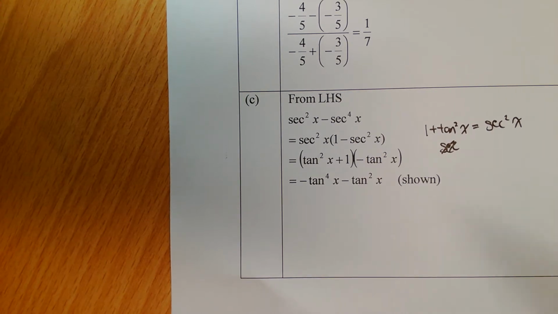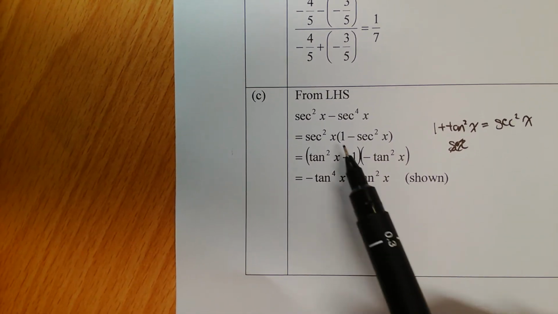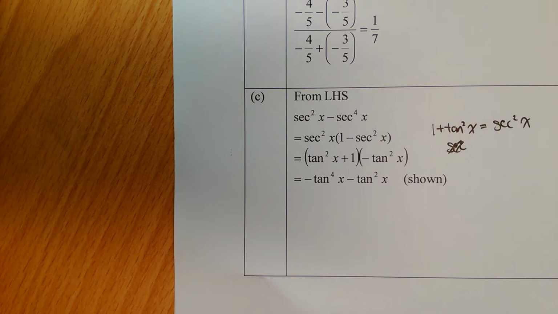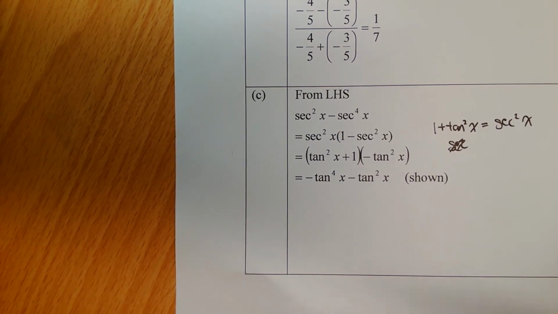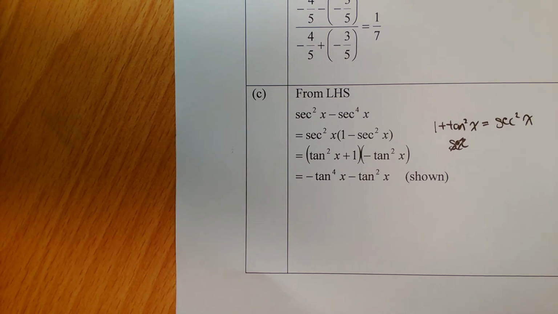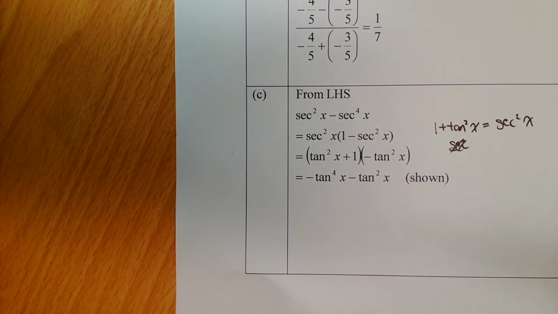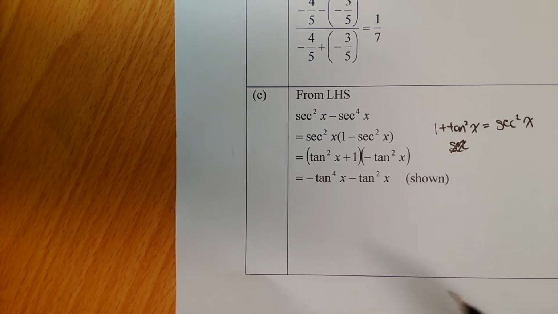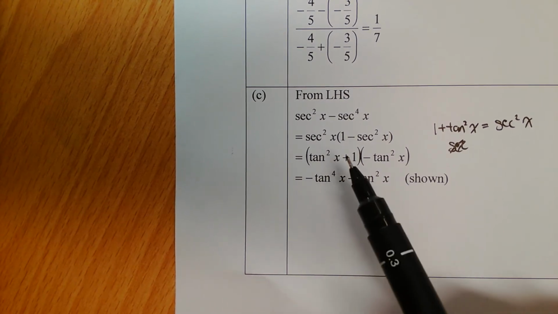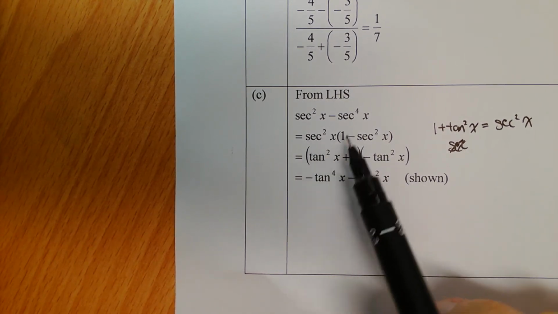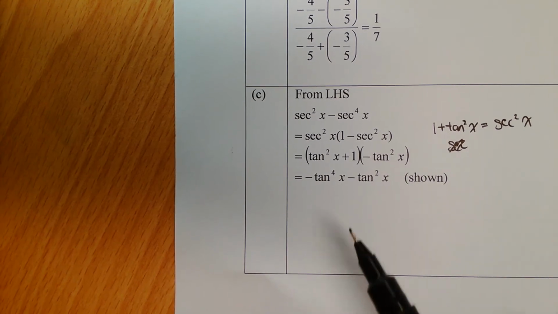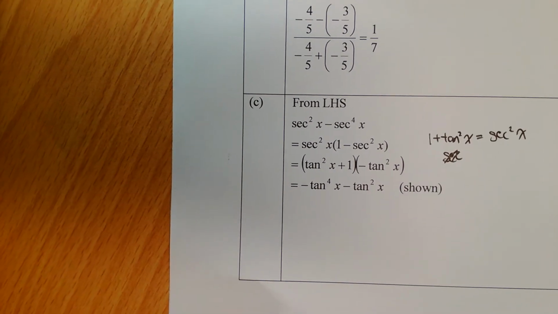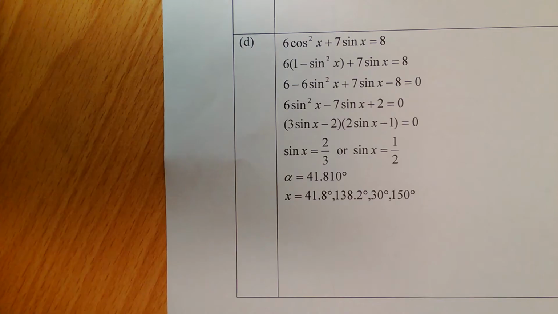And it is shown. Very simply put, why we have to substitute this is because the left hand side is everything in terms of secant, while what they are attempting to do is to get you to prove that it equals a function in tangent. So what we aim to do is to use appropriate formulae to change everything in terms of secant into something in terms of tangent, and you should be able to prove part C.